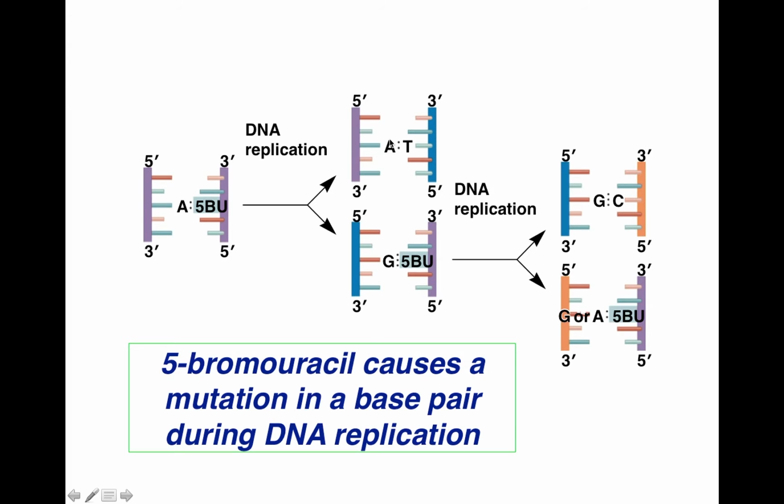Now, A normally pairs with T, and that's okay, but what happens if you shift those electrons around in the 5-bromouracil base? Remember, they can base pair either with A or with G. So now you've replicated this strand of parental DNA and put a G where there used to be an A. And that subsequent change can be perpetuated on and on throughout the generations. So you've created a mutation in the nucleotide sequence.